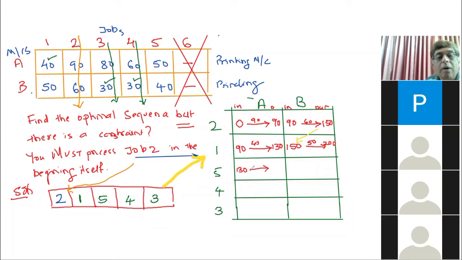How much time does job 5 require on machine A? Job 5 on machine A is 50. So I will add 50 here. So after 180, job 5 will come out from machine A. What time can job 5 enter machine B? 200. Very right, because the machine is busy here. Hence the job is waiting. It will wait up to 200.